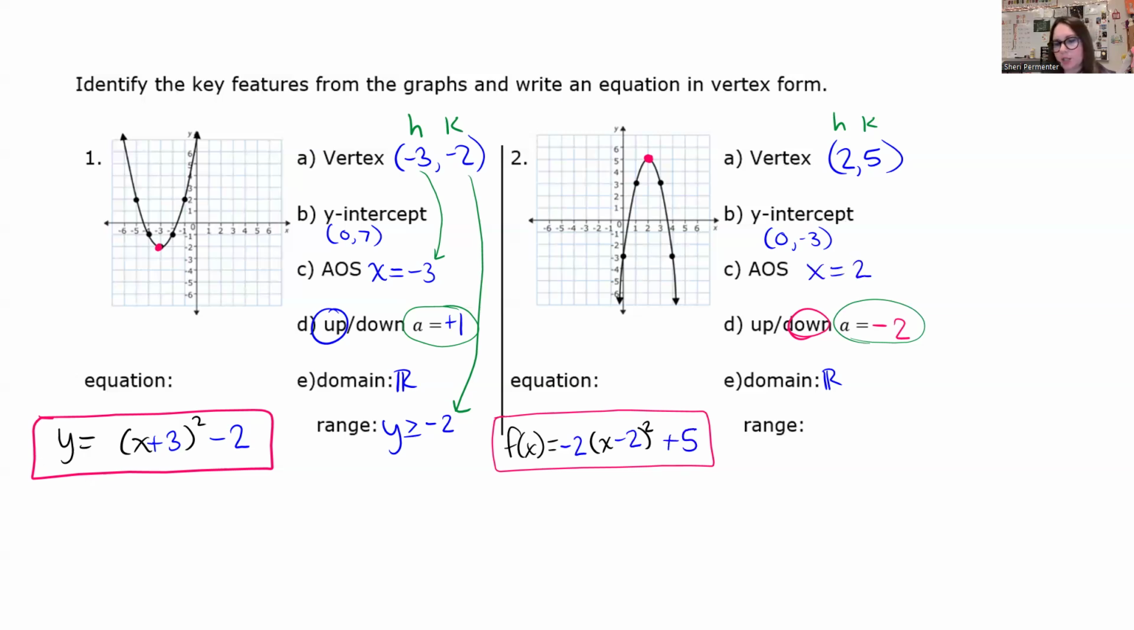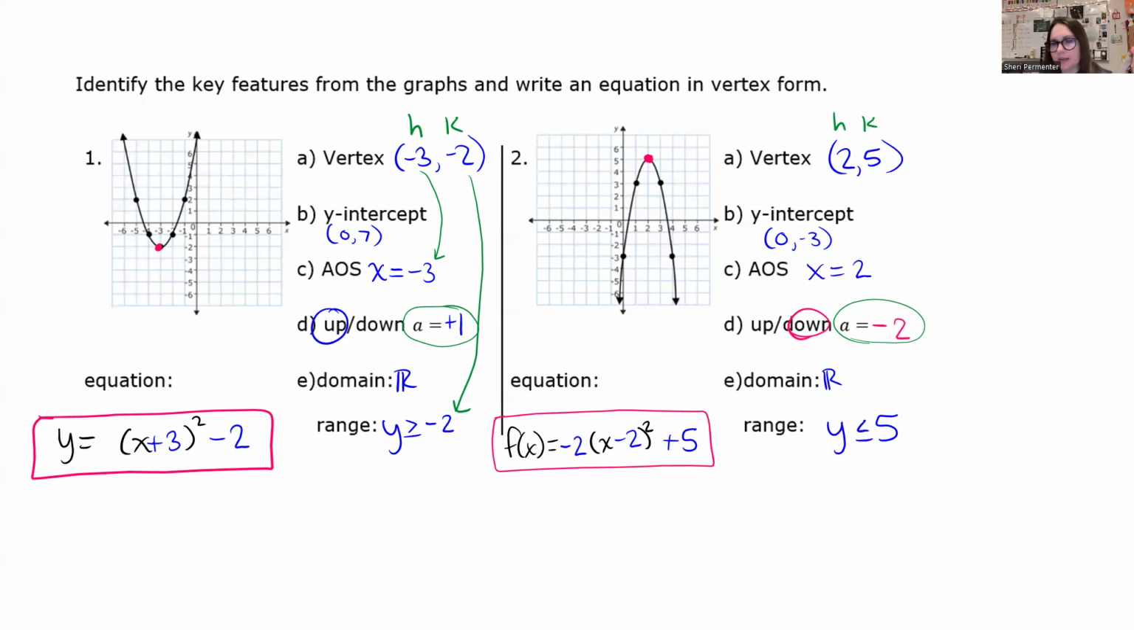And my range is the only other thing I need. Y, is this opening up or opening down? Less than, because it's below. So less than or equal to what? 5. When it's facing up, your range is greater than. When it's facing down, the range is less than.